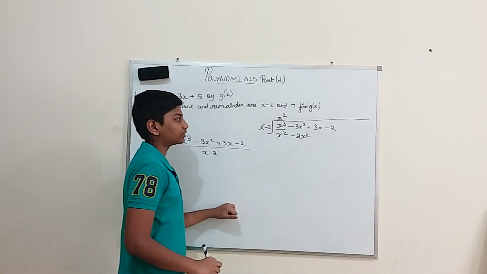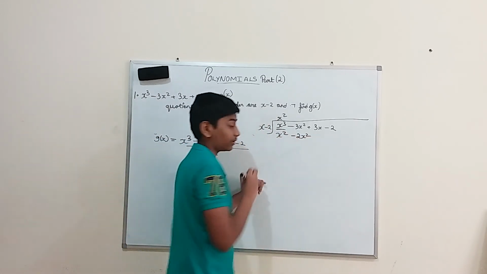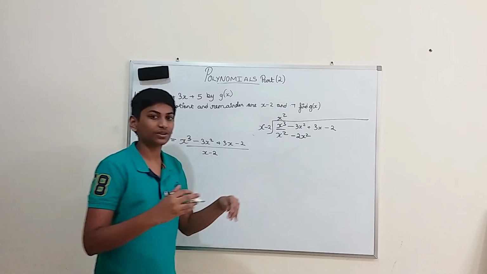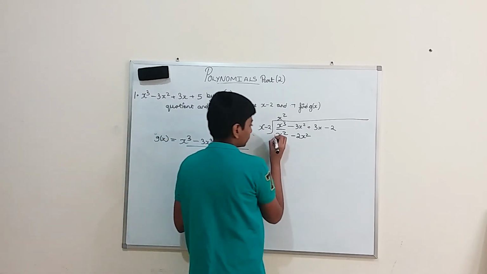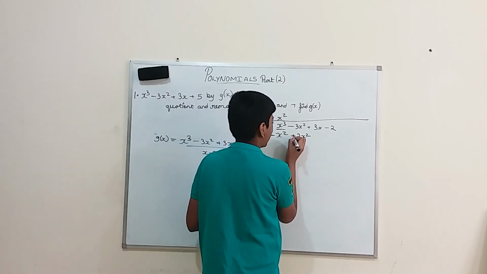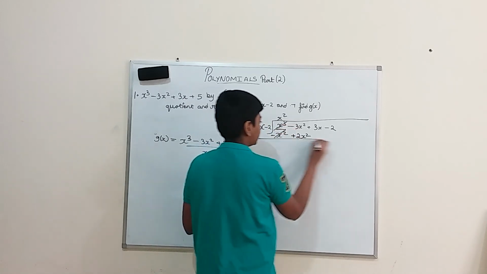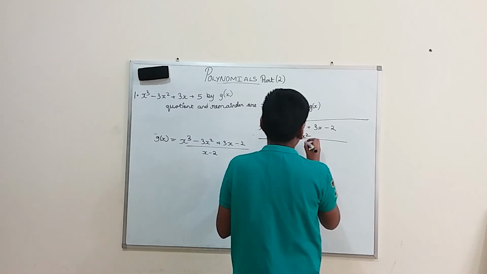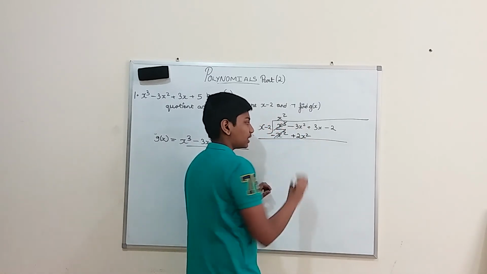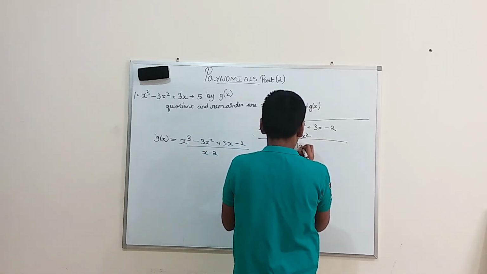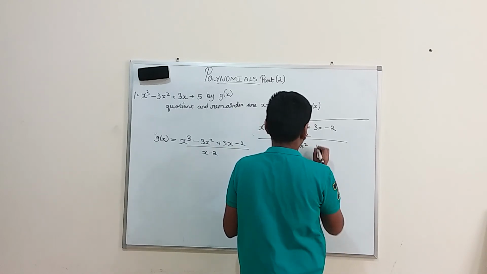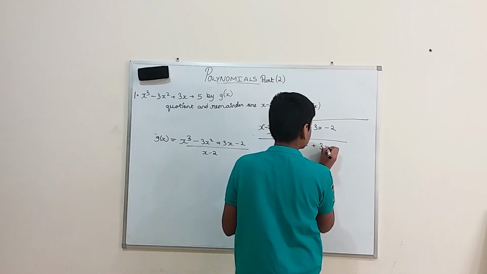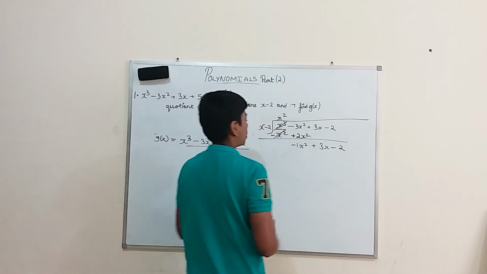So now we need to solve it. For solving it, the sign should be different. So the plus will become minus, and this minus will become plus. So we'll cancel these both. So minus 3x square plus 2x square gives you minus 1x square. Am I right? Plus 3x minus 2.